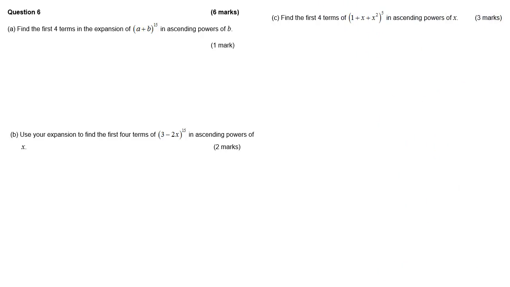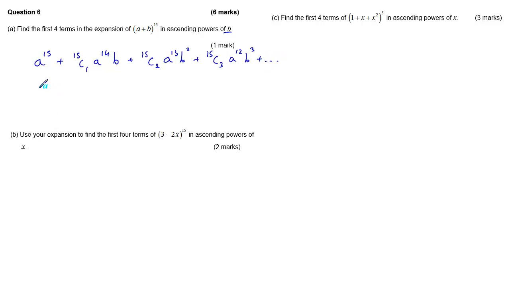I'm going to do it just manually. So ascending powers of b, that means I need to start with a to the 15 at this end. Then it's going to be 15C1, a to the 14, b to the 1. Then 15C2, a to the 13, b squared. And then 15C3, a to the 12, b cubed. And that's the first four terms.